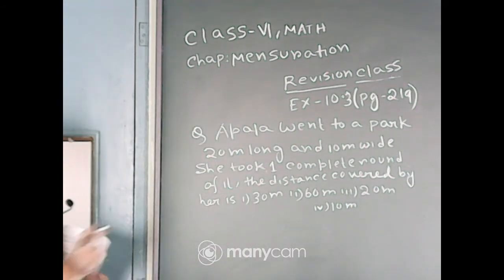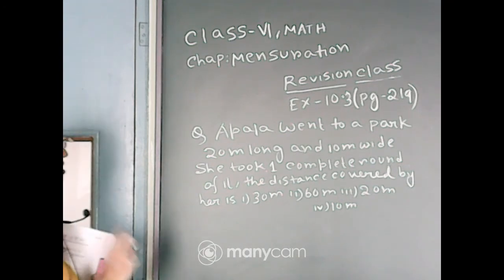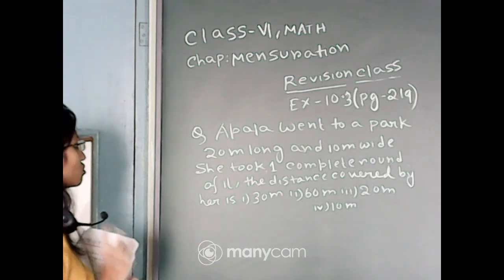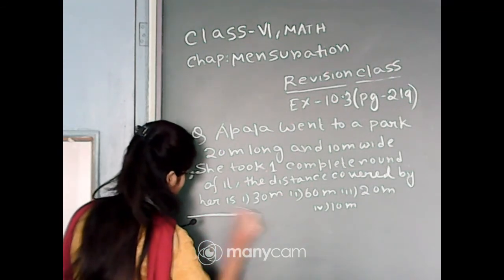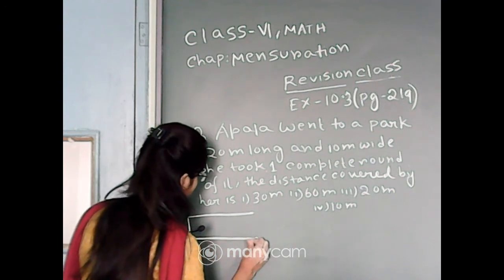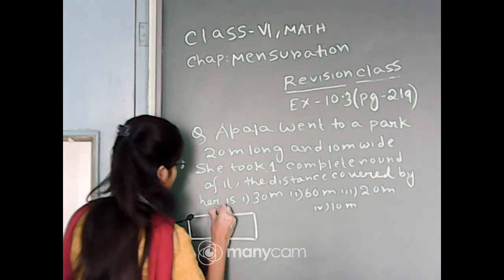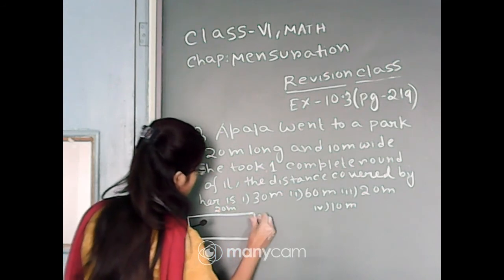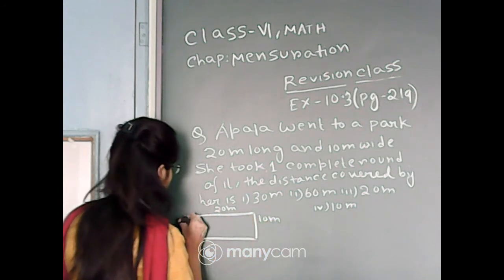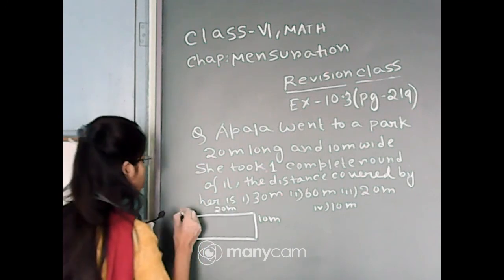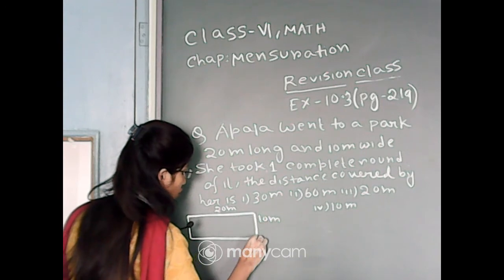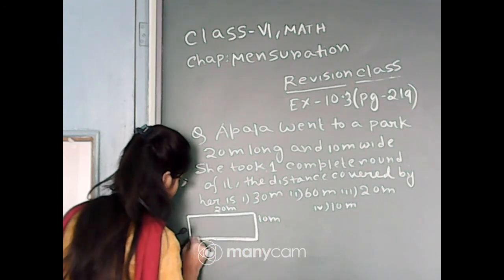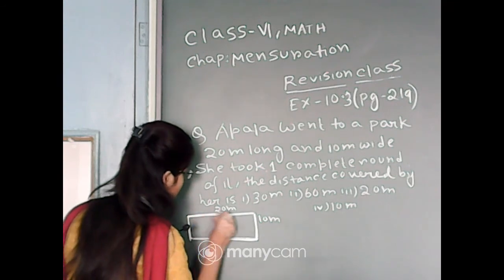Here the question is, Opala went to a park 20 meter long and 10 meter wide, and she took one complete round of it. So the distance covered by her is, here this is the rectangular park of length 20 meter and width 10 meter, and she took one complete round of it, that is she covered this distance. Okay, she covered this distance.